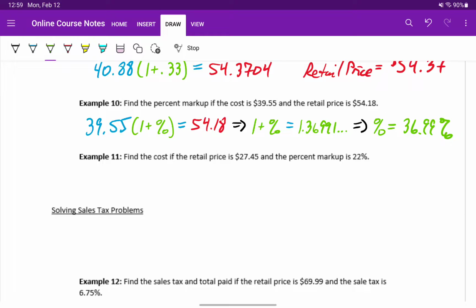In example 11, we want to find the cost if the retail price is $27.45 and the percent markup is 22%. So in this case, an unknown amount was paid for the item originally, but we know there was a 22% markup, and that resulted in a retail price of $27.45.